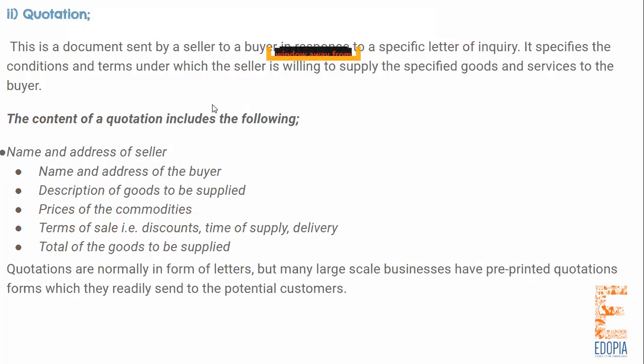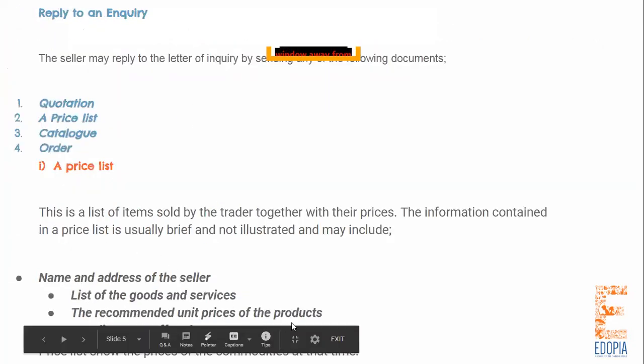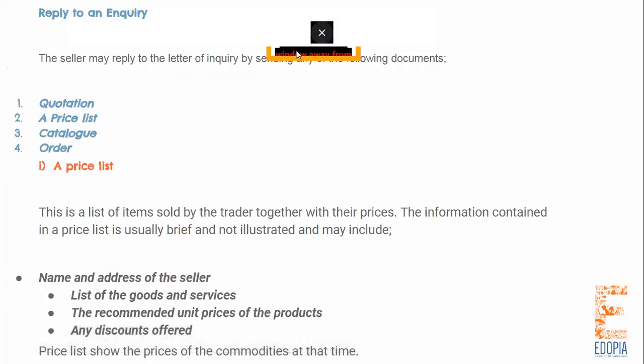Now, if we go back to the price list, it has the list of goods and services, the recommended unit price, the discounts, the name, and the address, but it does not have pictures.